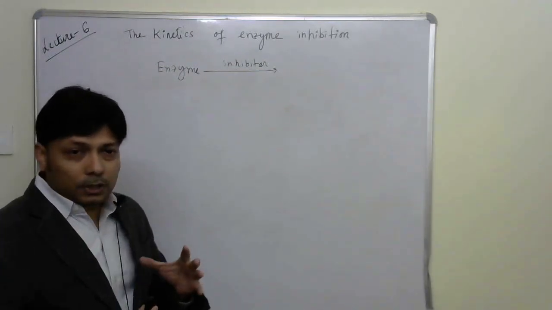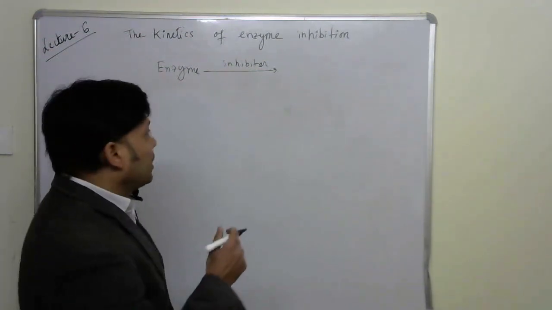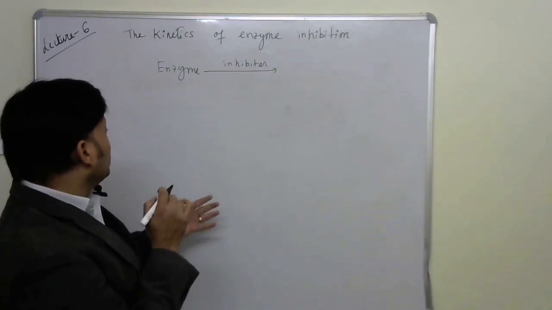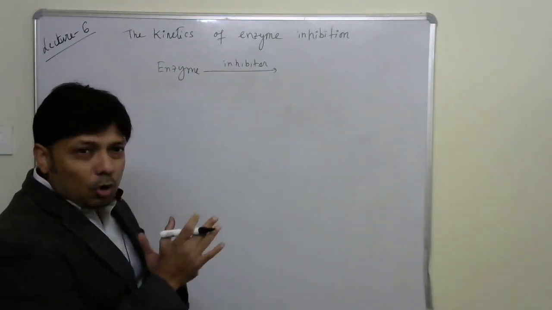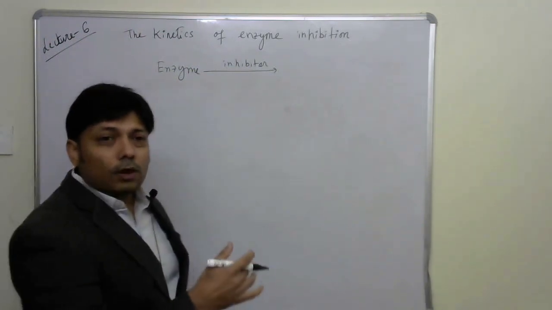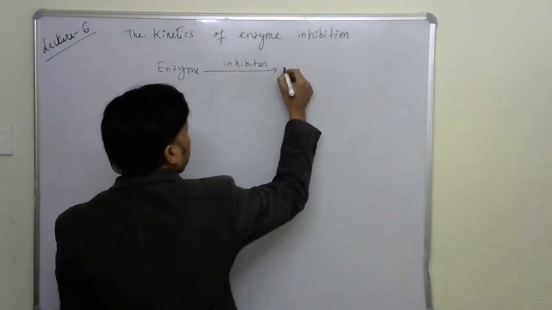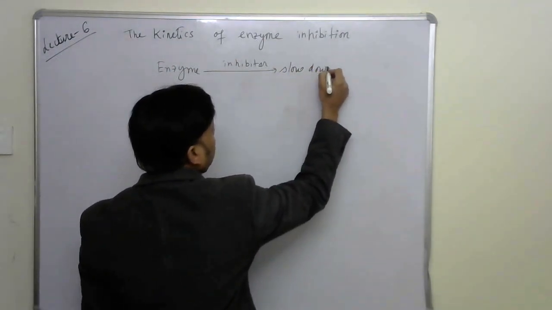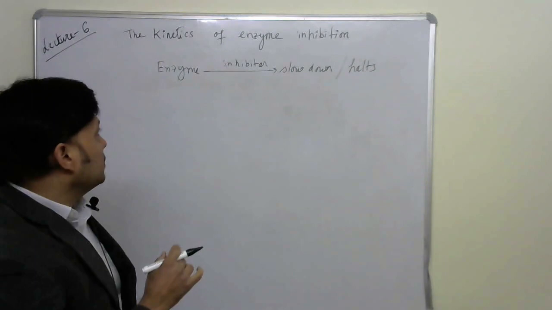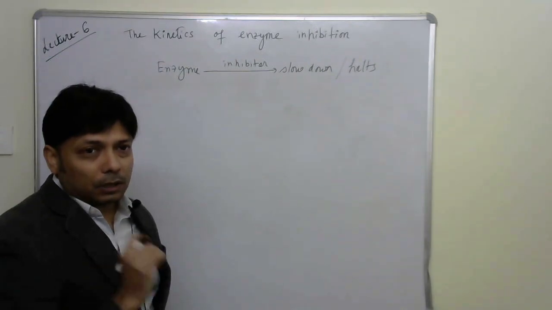So what is an inhibitor? Inhibitors are typically certain biomolecules that put some constraints on the enzyme so that the enzyme is unable to work with its full efficiency. Typically, the substances that slow down, or sometimes halt, the action of the enzyme, we call those agents or biomolecules enzyme inhibitors.